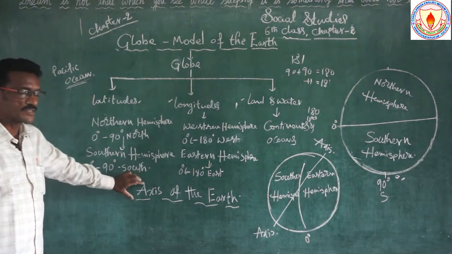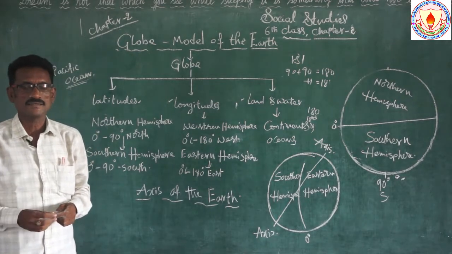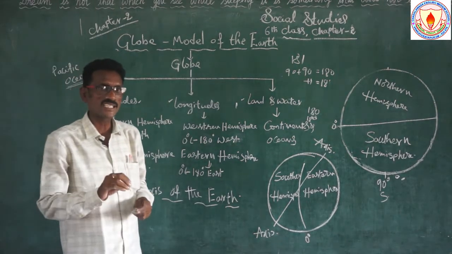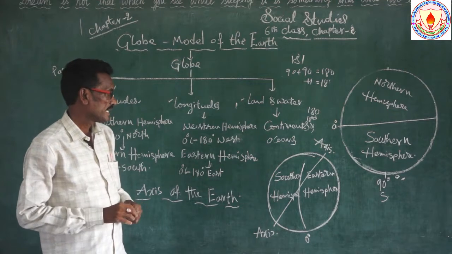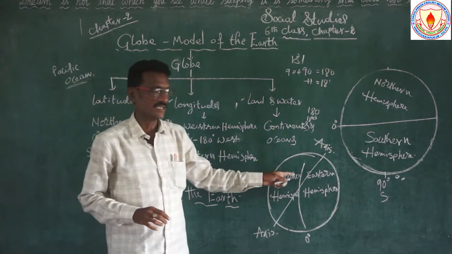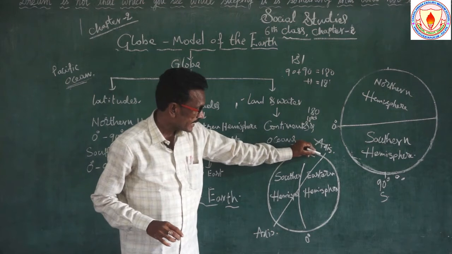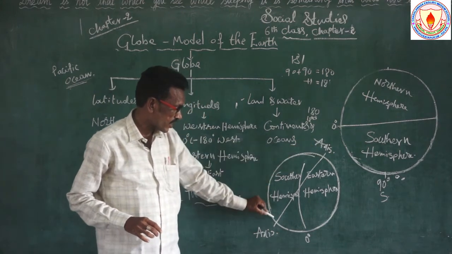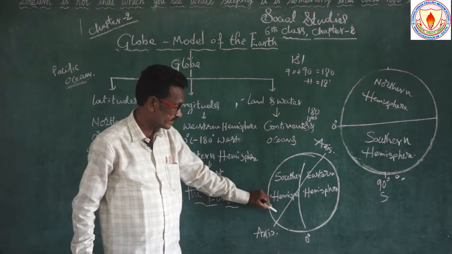See here, the axis is also one of the important imaginary lines, which connects the North Pole and the South Pole. Axis means needle. Observe the diagram, it connects the North Pole to the South Pole. This is the imaginary line.